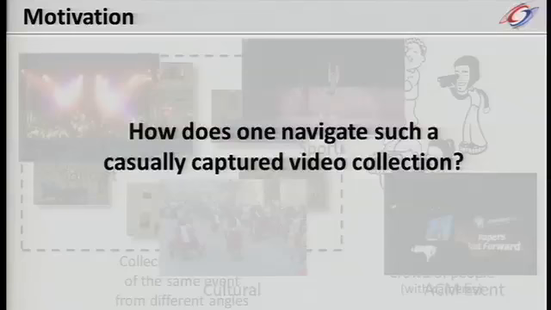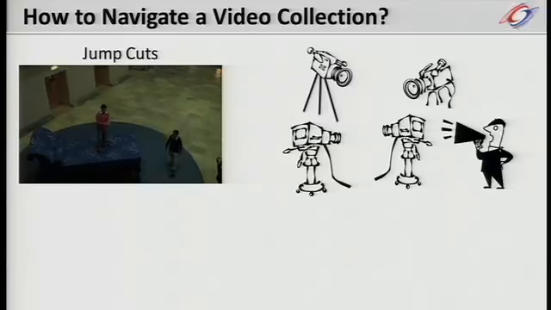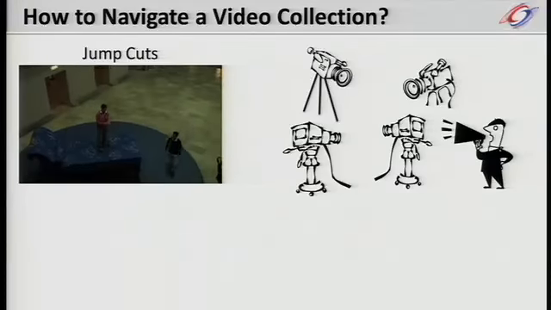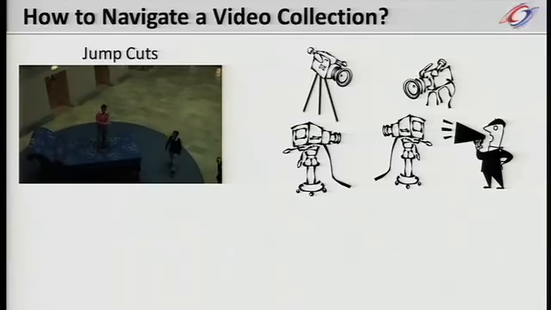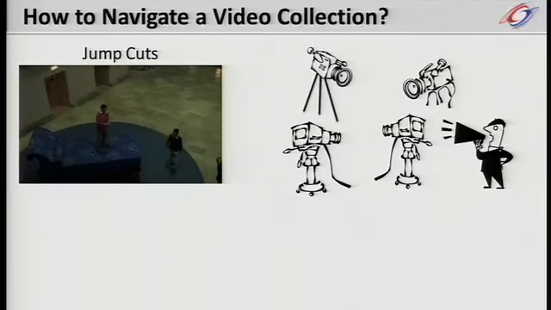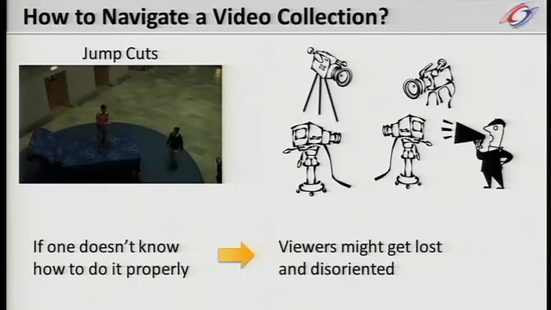collection? The typical way to do it, and what we are used to in cinema and television, is the classical jump cut, like you see in these videos. But usually in this situation, there is often a director who knows in advance where to place the cameras before the recording starts, and when and where to make a cut in practice. However, if you don't have a director, and if you have somebody who doesn't know how to do it properly, the result may be something where the viewers get lost and disoriented.